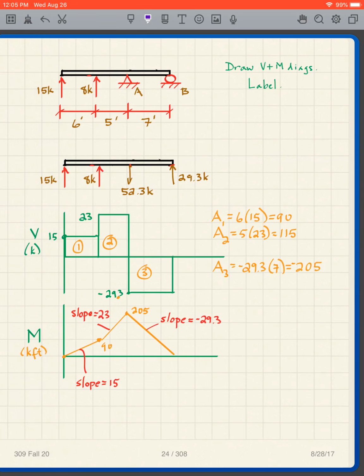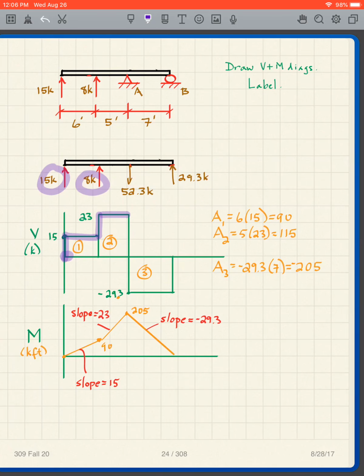All right, I'm assuming that you've done that, so it's quite straightforward. Again, I follow the arrows to get the shear diagram, so here are my arrows. And I start at 0. That says go up 15, straight across. That says go up 8, straight across. That says go down 52.3. I go down 52.3, and then straight across. That says go up 29.3. It takes me back to 0.